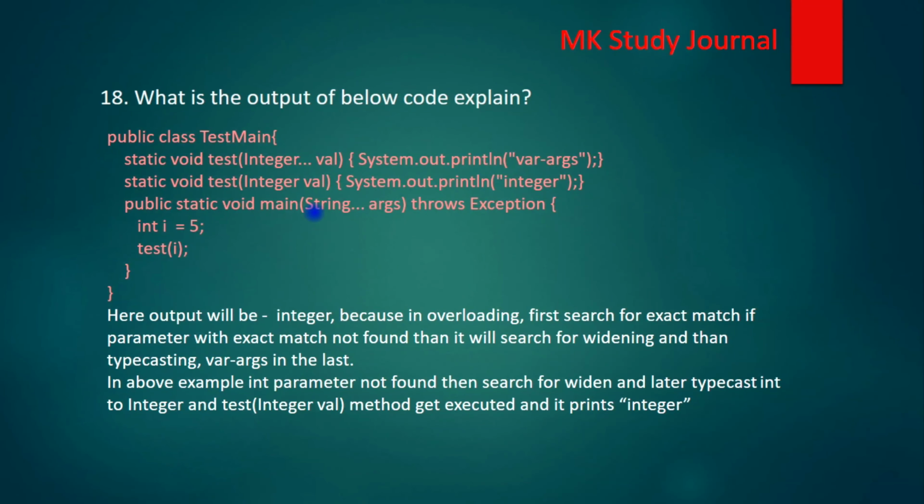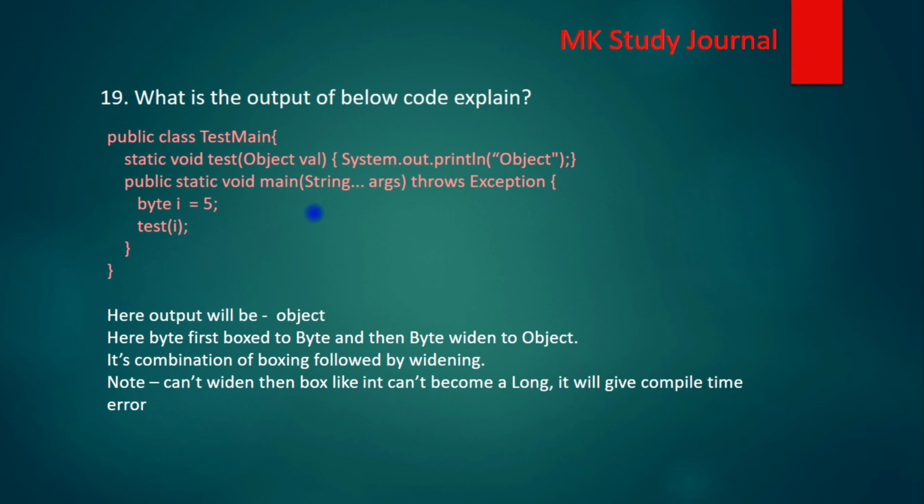Similar to the previous one, here we have removed the widening method and we have put a boxing method, and another one with a variable argument. So in this scenario the boxing method will get selected. So here the output will be Integer. So this is the output of this question. Next, move to the next one.